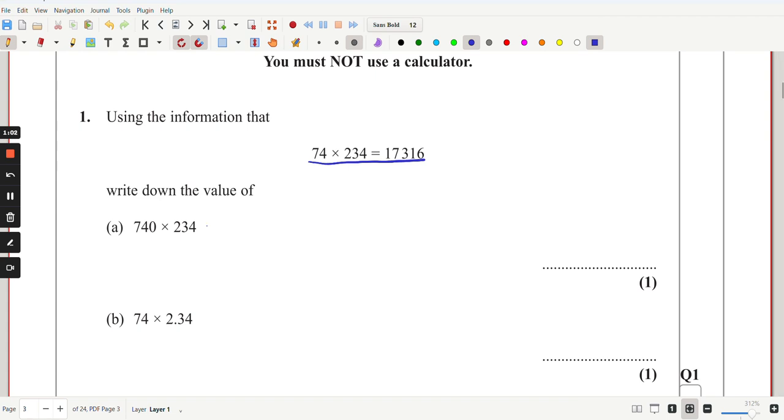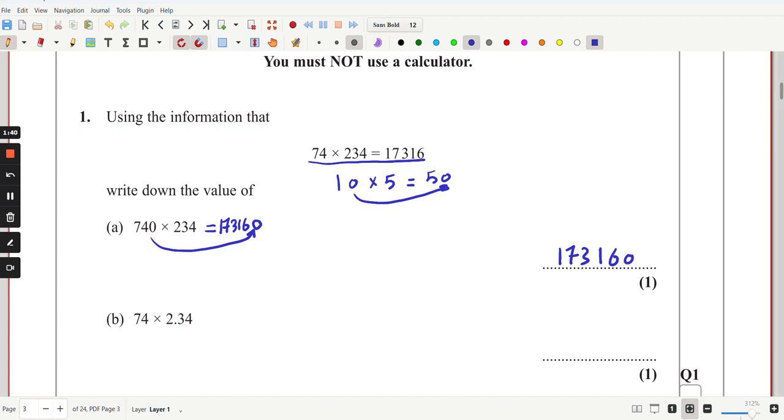740 times 234. We know that once we multiply 10 times 5, we have 50. That means we are displaying a 0 in our answer, then multiply 1 times 5. Here we will do the same. We will display our 0 here. Then we multiply 74 times 234, we get 17,316, and we write our answer in the space provided. So 173,160.